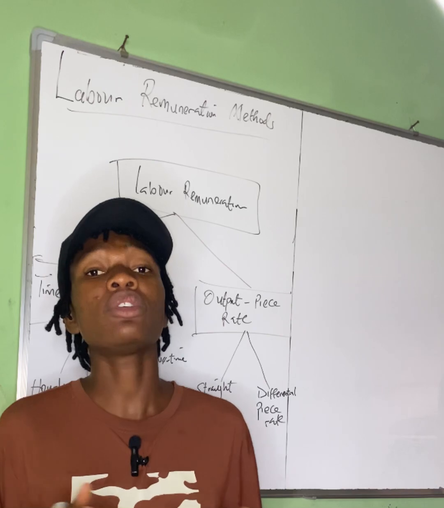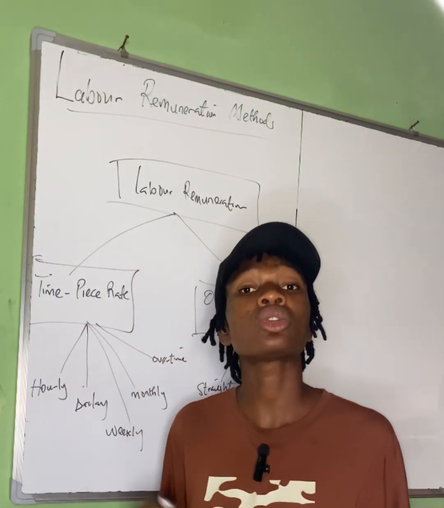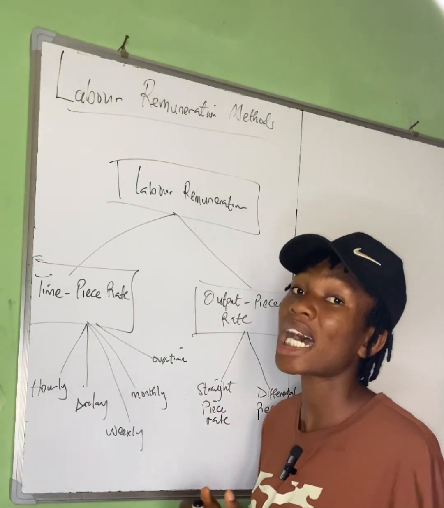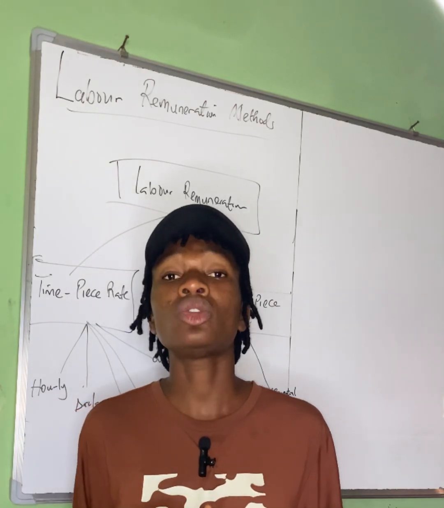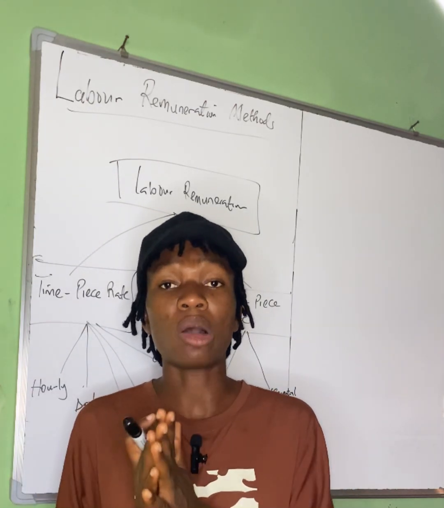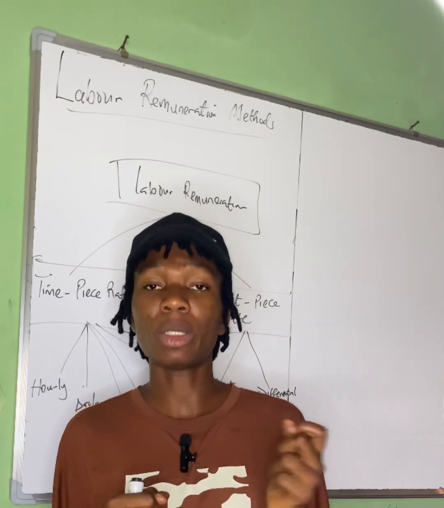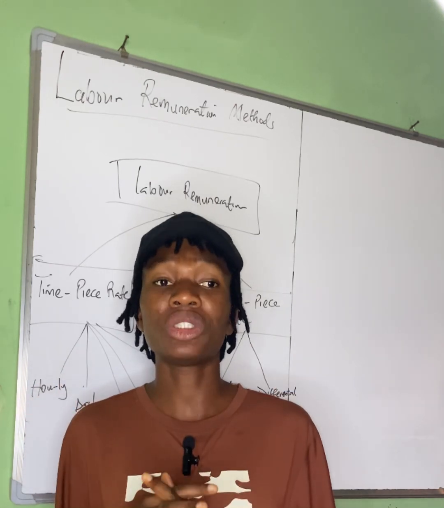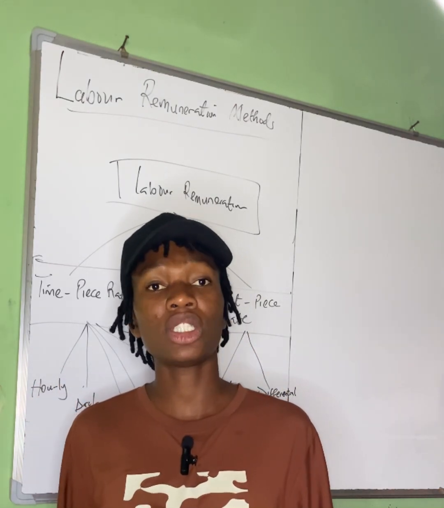Now our major focus today is how to calculate. Basically we'll be focused on the second method, which is the output piece rate, that is the output based method of labor remuneration. This method is based on the units of output that were produced. In this case, we are calculating wages based on how many units were produced. So we are looking at direct labor, because it has to do with the units that were produced in the organization.